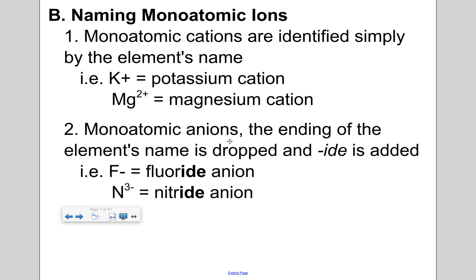Anions are a little bit different. You have to drop the ending of it and change it to IDE. So fluorine with a -1 charge, you wouldn't say fluorine anion, you would say fluoride. Drop the INE and change to IDE, and then throw in anion. Nitrogen. Okay, you don't say nitrogen anion, you'd say nitride anion.